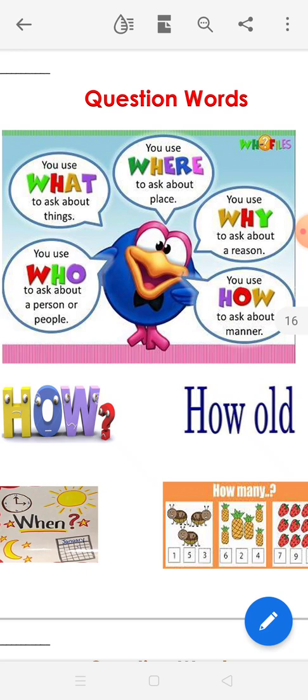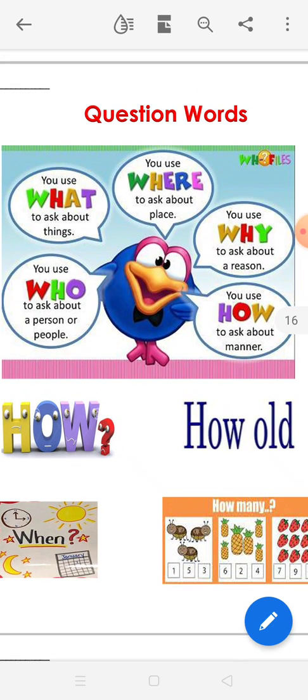We use where to ask about places. For example, where is the teddy? It's in the box. Where is the TV? It's in the living room. Where do you live? We live in Cairo.